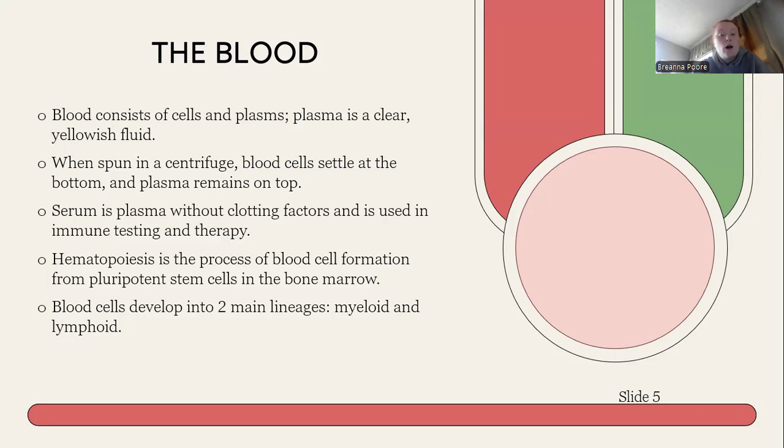Hematopoiesis is the process of blood cell formation from pluripotent stem cells in the bone marrow. Blood cells develop into two main lineages, myeloid and lymphoid. Myeloid are precursors for red blood cells and platelets, and lymphoid are precursors for white blood cells and lymphocytes.